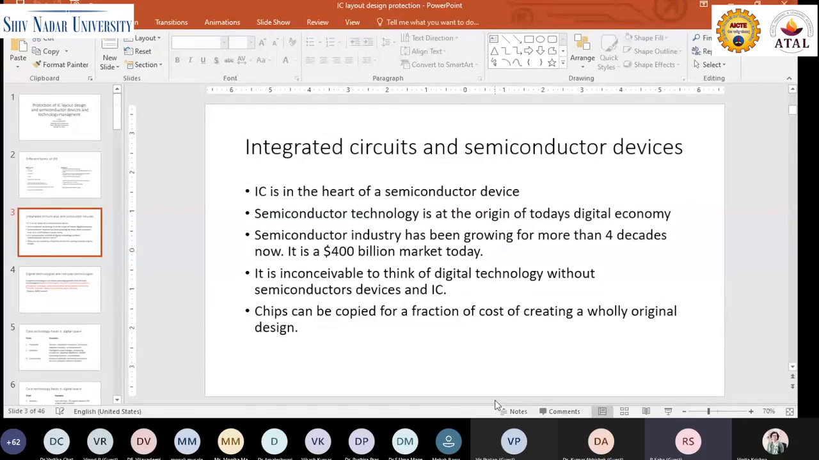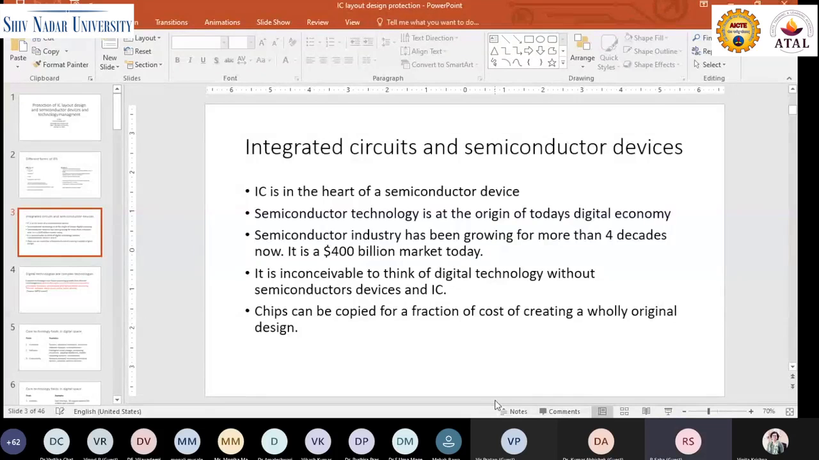Perhaps it happens in the case of drugs, and that too in the area of, let's say, biotechnology and now biopharmaceuticals. So it is inconceivable to think of a digital technology without semiconductor devices and ICs, because ICs are an integral part of semiconductor devices and chips.